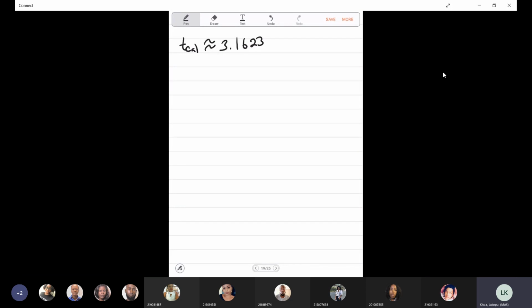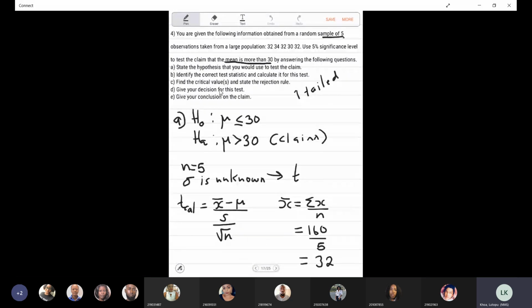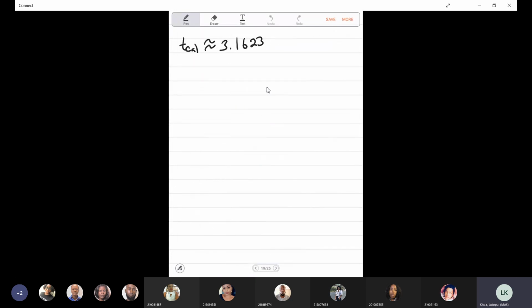Then, go back to the question. It says, okay, we've done B. I didn't label it, but this is where B starts over here. Then we look at C. It says find the critical value or values and state the rejection rule. So remember the critical values, we are testing at 5% level of significance. This is C.